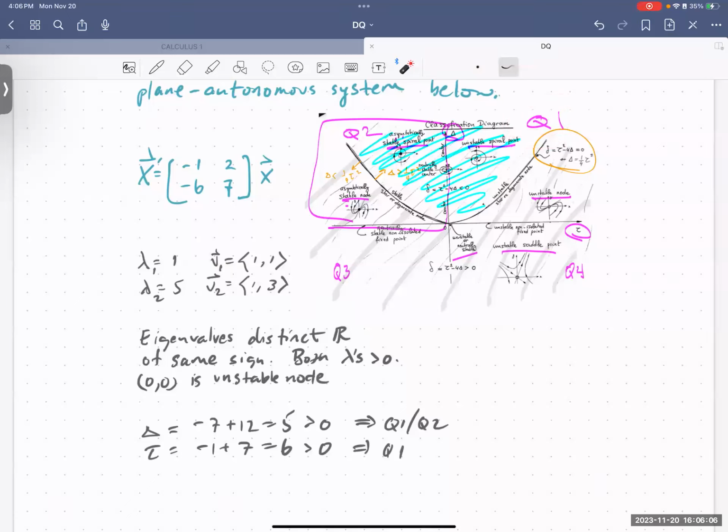And we have to be either a node or we have to be a spiral point. And that depends on where we are in our quadrant 1. We're either above the parabola up here or we're below down there. And you can do that by comparing trace squared minus 4 delta equaling 0. So if we solve that, let's move the 4 delta to the other side. Trace squared is equal to 4 delta. If trace squared equals 4 delta, you're on the parabola. If 4 delta is bigger than trace squared, then you're above. And if 4 delta is less than the trace squared, then you're below.